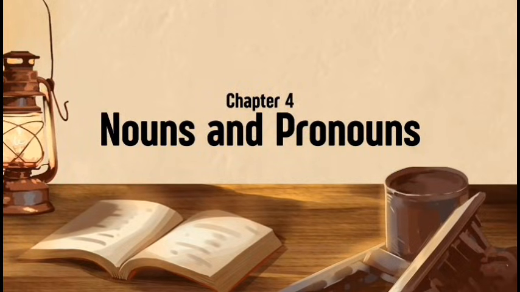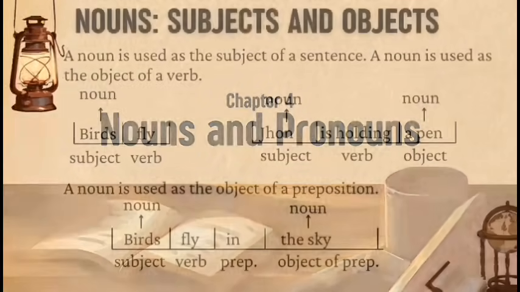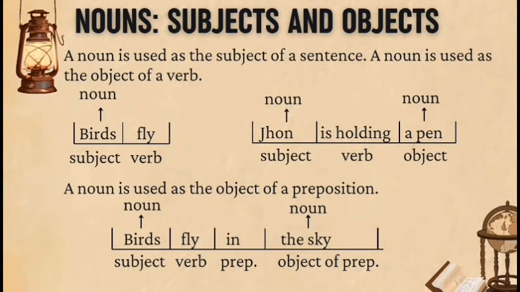Chapter 4, Nouns and Pronouns. Nouns, subjects and objects. A noun is used as the subject of a sentence. A noun is used as the object of a verb. Birds is a noun. It's used as the subject of the sentence. A noun is also used as the object of a preposition. In is a preposition. The noun sky, with the article the in front, is the object of the preposition in.